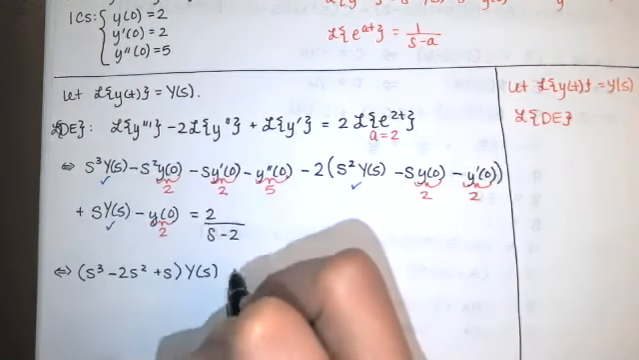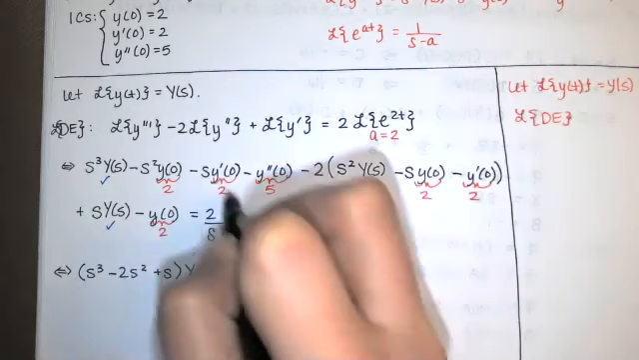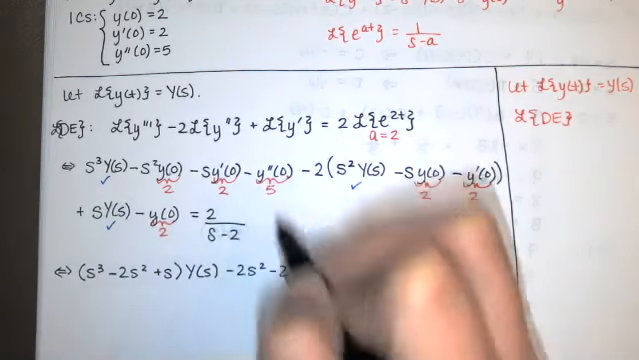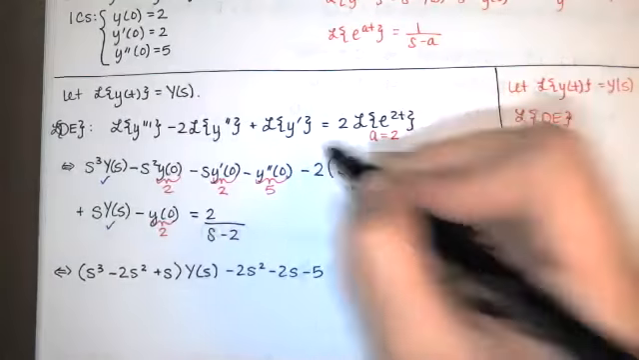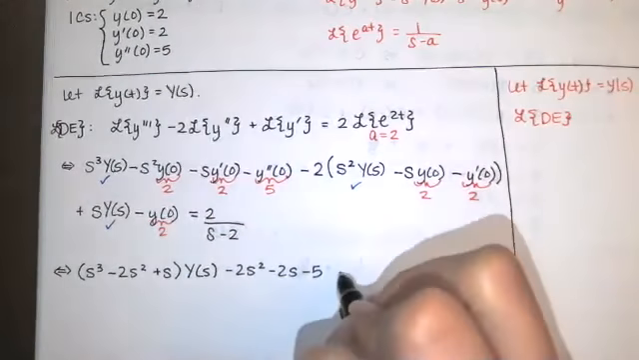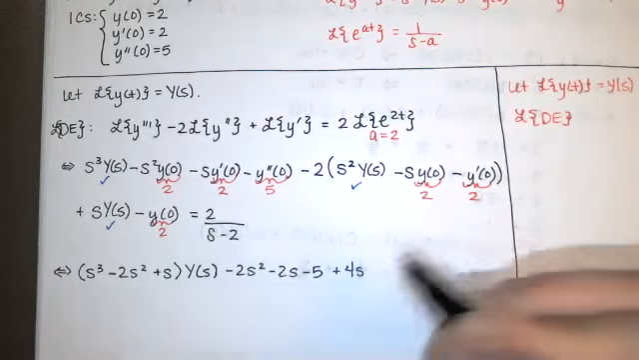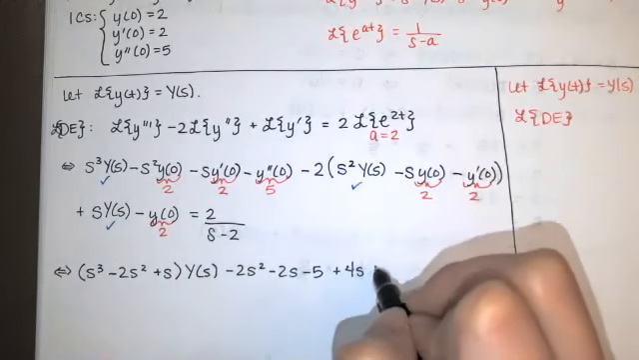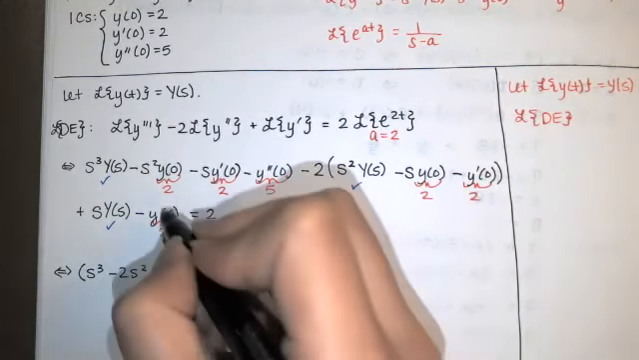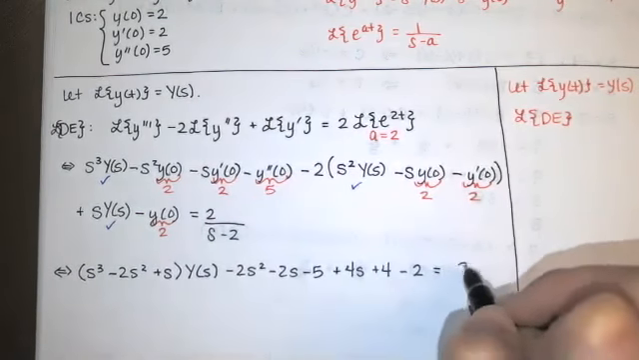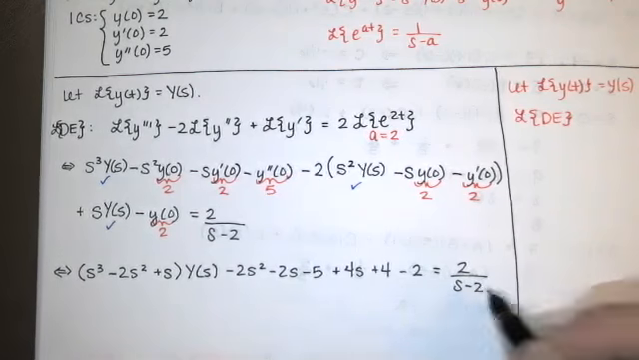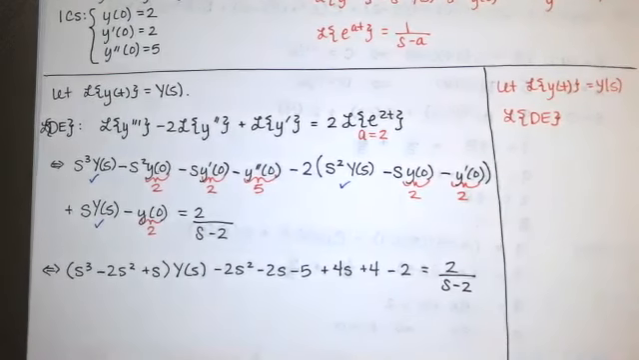So I've got minus 2s squared there, minus 2s, minus 5, and then we're distributing a negative 2 here. So I have negative 2 times negative 2s, which is going to be positive 4s. Negative 2 times negative 2 is positive 4. And then we're subtracting 2. And that's equal to the right-hand side, which is 2 over s minus 2.